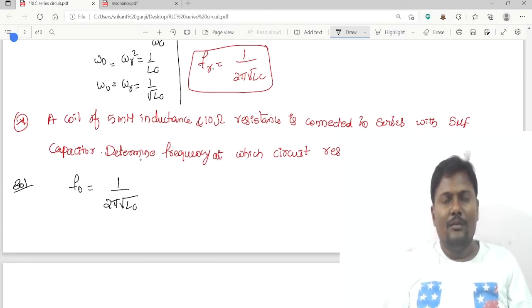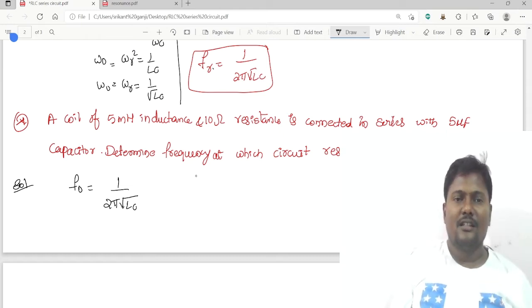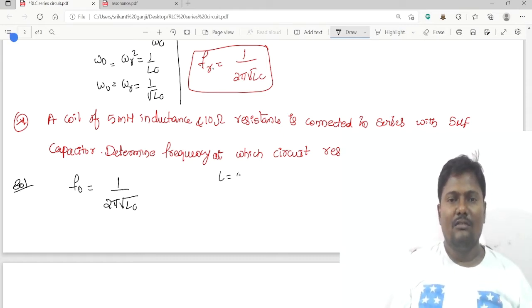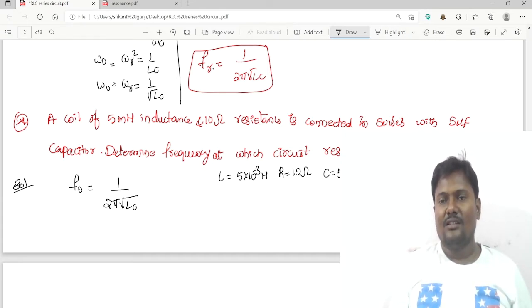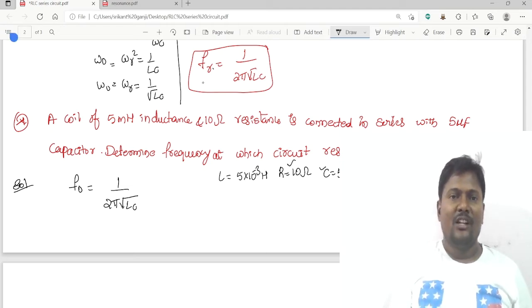Coming to one problem: a coil of 5 millihenry inductance, L is equal to 5 into 10 to the power of minus 3 henry, and 10 ohms resistance, R is equal to 10 ohms, connected in series with a 5 microfarad capacitor. Determine the frequency at which the circuit resonates. This is an RLC series circuit, and the RLC values are given. Observe that the resonant frequency is independent of the resistance.